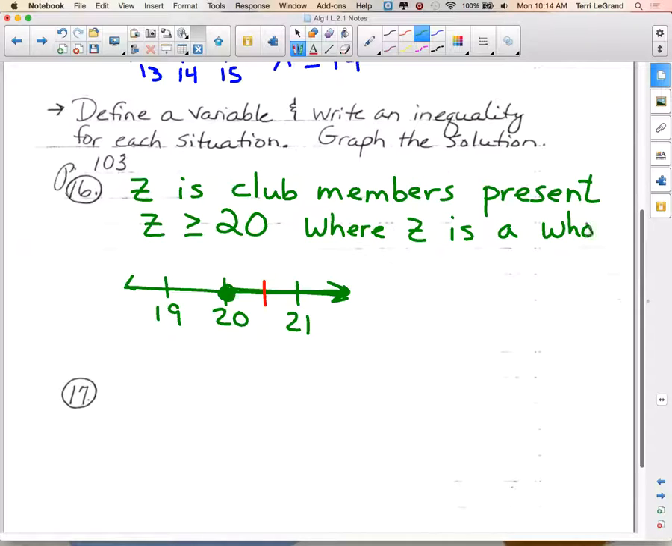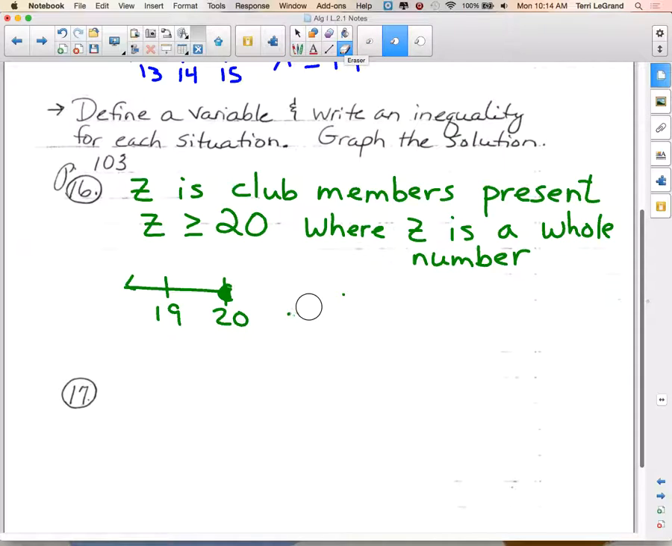We have to kind of define it. We have to say, you know what? You can't just say any real number 20 or more, because that includes like 20.2, that includes 20.99999. You can't have those. We don't want to talk about parts of people. So where Z is a whole number, and then on the graph, same thing.